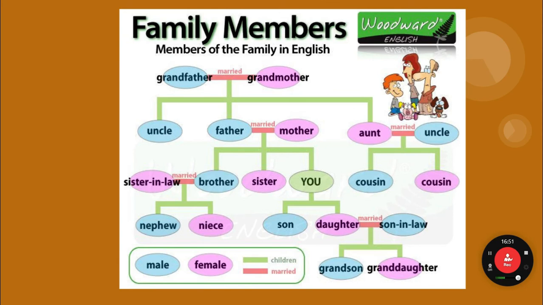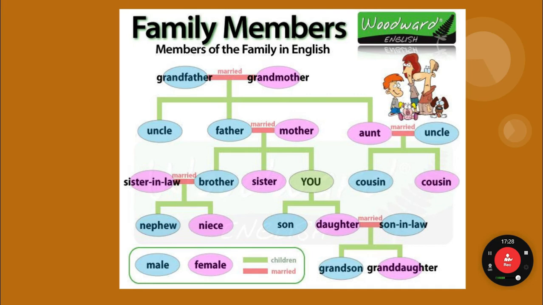And when you have a brother, that person is married to your sister-in-law. If your sister was married, that would be a brother-in-law. So you would have a son and a daughter. If the daughter is married, that becomes your son-in-law. If your son got married, that would be your daughter-in-law. In-law means they're married, and so you're related by marriage and not by blood. And your daughter can have a grandson or a granddaughter. And your sister-in-law and brother can have a nephew and a niece.